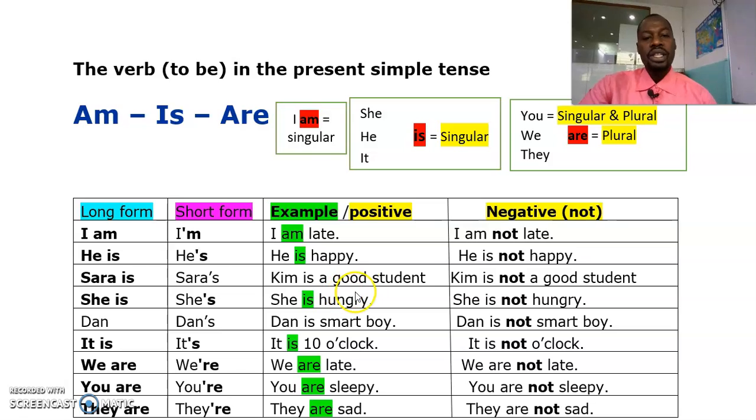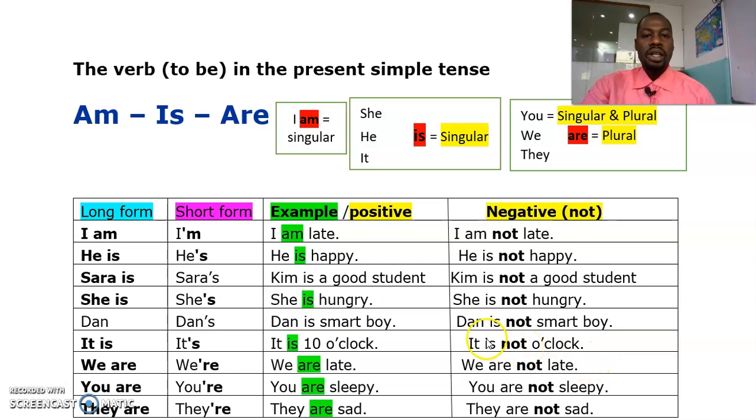She's hungry. She's not hungry. Dan is a smart boy. Dan is not a smart boy. So for example, instead of Dan, he's a smart boy, he's not a smart boy. It is 10 o'clock. So we're talking about the time. It is 10 o'clock. So if someone asks you, what is the time now? You can say it is 10 o'clock, or it is not 10 o'clock. We are late. We are not late. You are sleepy. You are not sleepy. They are sad. They are not sad.